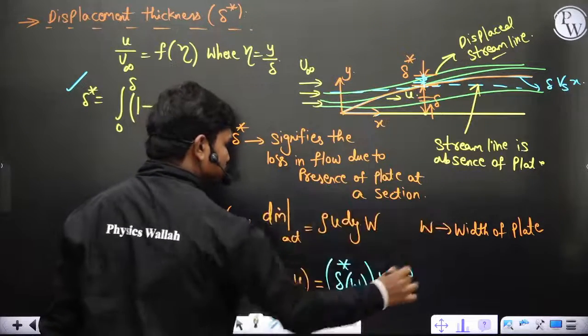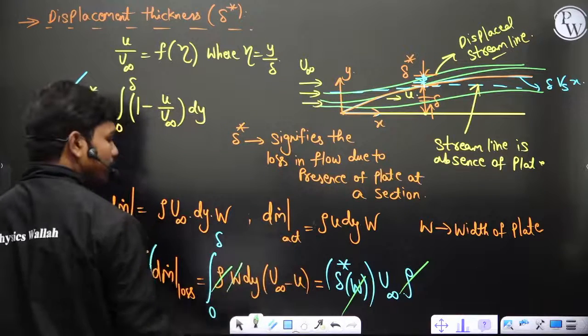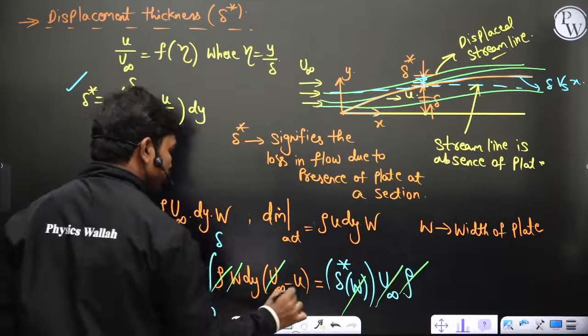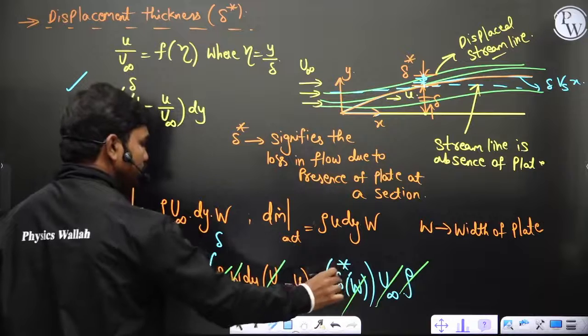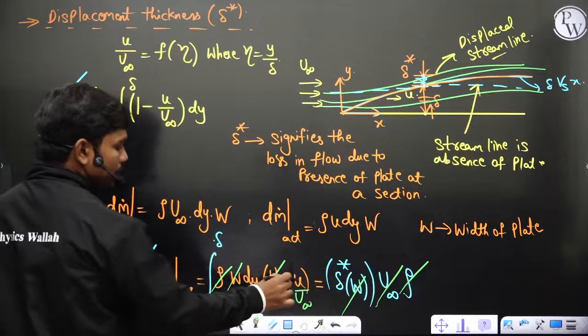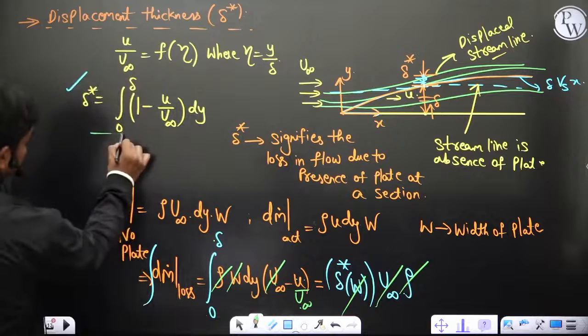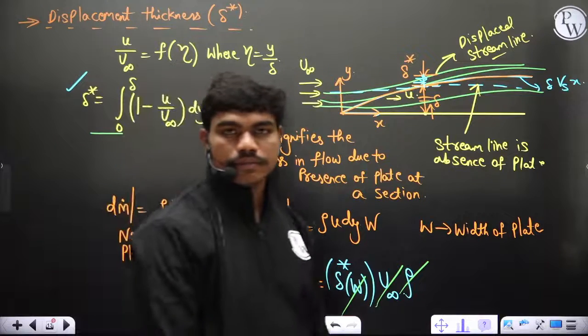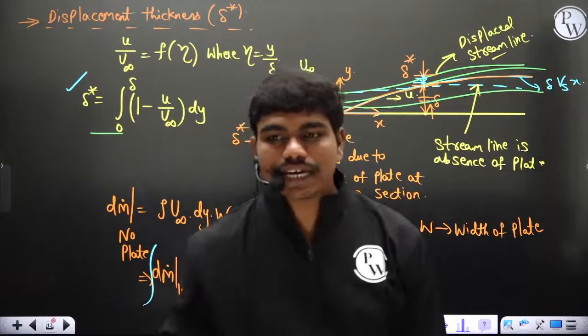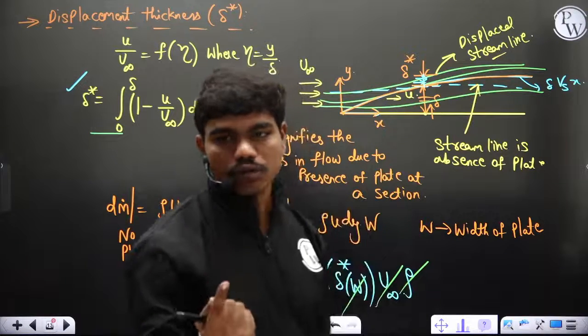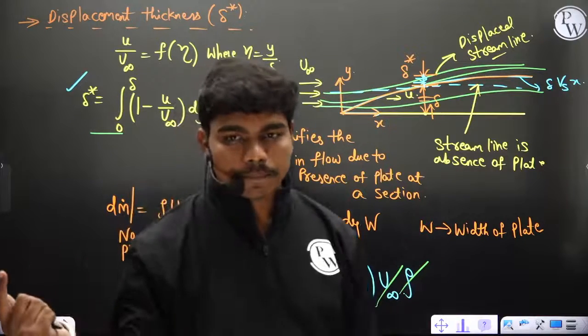If you simplify, you can clearly get this expression in one step, nothing big. If you cancel the density and width, and bring u infinity here, delta star is equal to the integral from 0 to delta of (1 minus u by u infinity) dy, that's it. So this is the equation for delta star. Did you understand what displacement thickness is and how it's calculated? It's a one line compensation for the loss in mass.